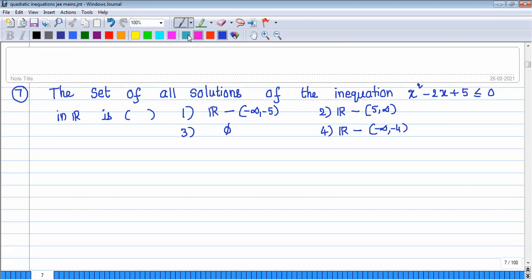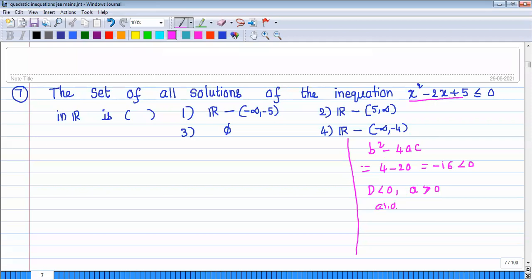So that means we need to solve this quadratic inequality. So first let us check b square minus 4ac here. B square minus 4ac means 4 minus 20. That will be minus 16, which is less than 0. So now, if d is less than 0, the coefficient of x square, a, is also greater than 0. So using these two conditions, and also what is given here, suppose this expression is f of x.